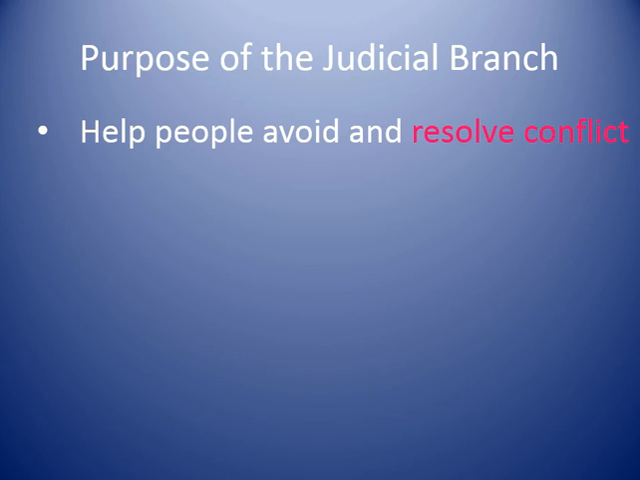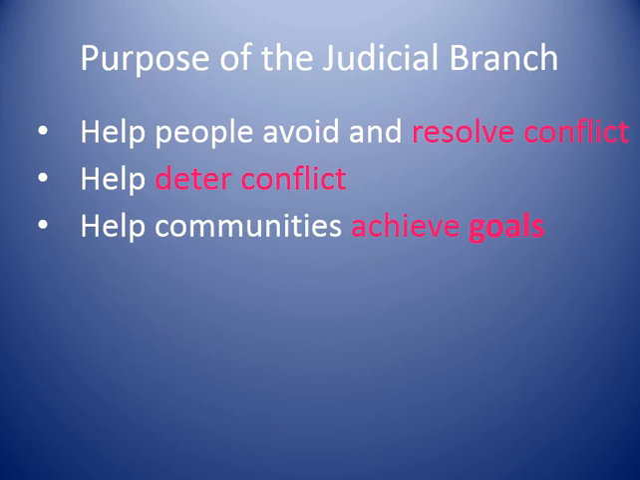When we look at the purpose of the judicial branch, we can say that there are a number of purposes. Number one, to help people avoid and resolve conflict. Sometimes we know that conflict is going to happen. We hope that the judicial branch will deter that conflict, but if it doesn't, the job of the judicial branch is to resolve that conflict. Another thing is every community has a different goal. We've talked about why people live in groups: to meet their needs. Every community has different needs, and the judicial branch helps the community meet those needs.